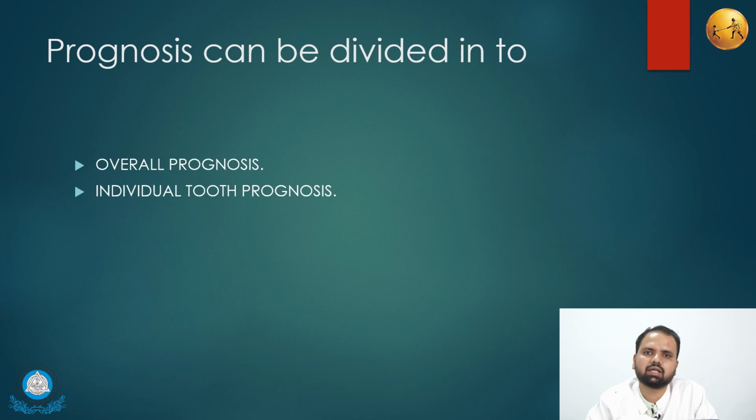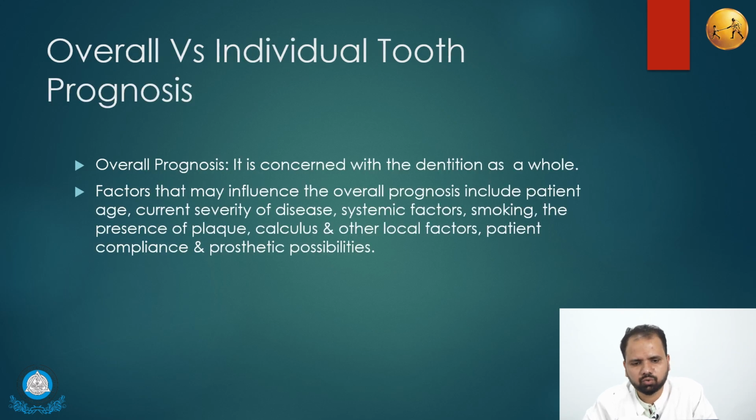Then prognosis can be divided into two types. Number one is overall prognosis and number two is individual prognosis. So number one, overall prognosis. Overall prognosis is basically concerned with the dentition as a whole, and the factors which may influence the overall prognosis. It includes patient age, the severity of the disease, systemic factors, habits such as smoking, then the presence of plaque and calculus and other local factors, patient compliance and the prosthetic possibilities.